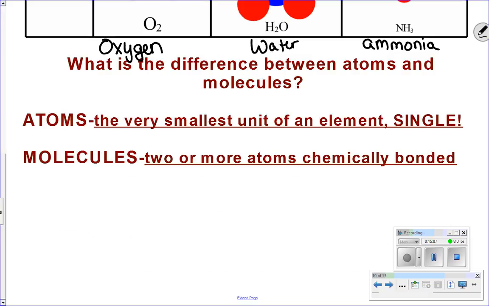So the major difference between these, and this becomes a little bit more important this year, is that atoms are the very smallest unit of an element. They're single atoms that we're talking about here, whereas molecules, you have to have two or more atoms that have become chemically bonded.